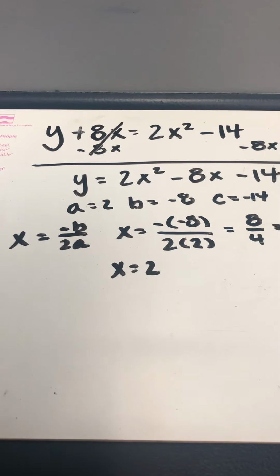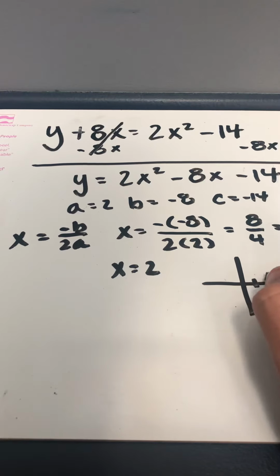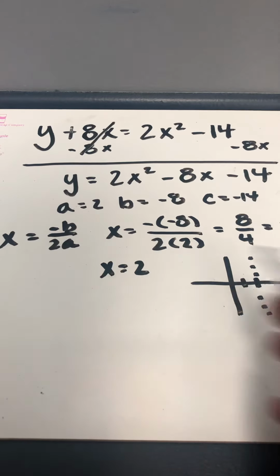What that tells me, kind of in my mind, is somewhere over here, 1, 2, there's this axis of symmetry line, and our parabola is going to open upwards somewhere centered on that line. And that 2 is the x part of the point of the vertex.